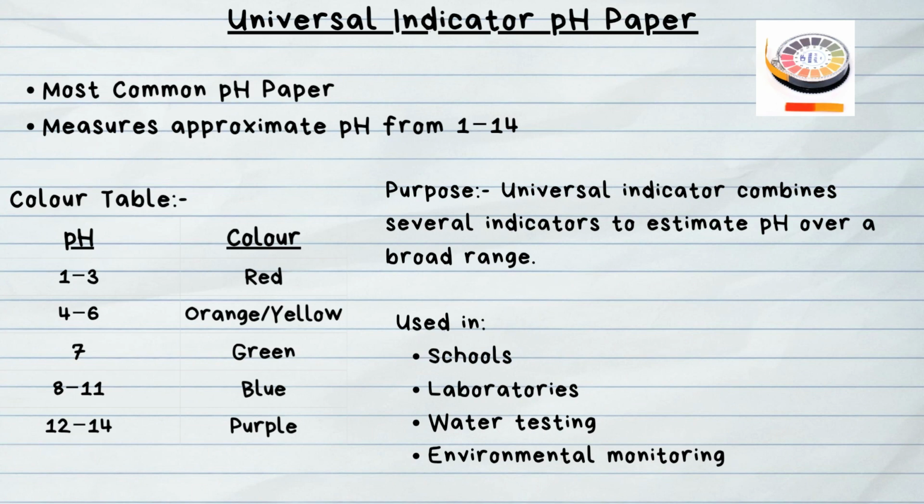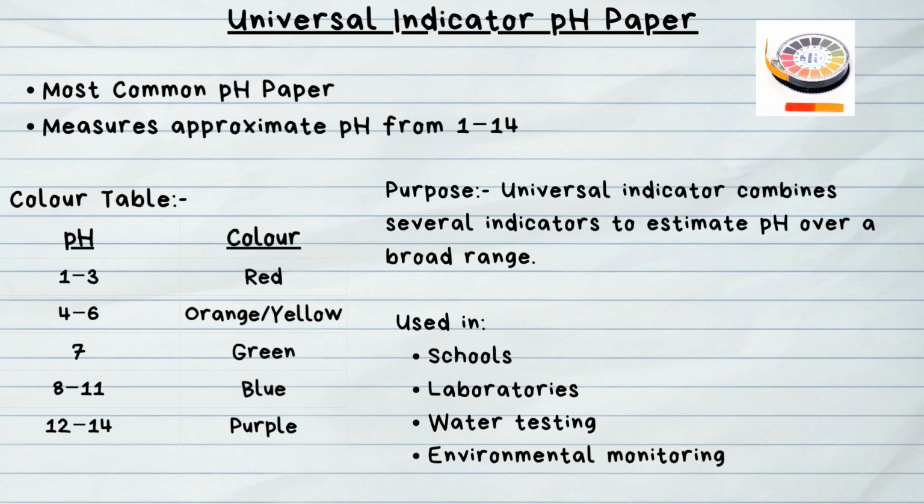If the pH is 1 to 3, we usually see red color. For 4 to 6, it becomes orange or yellow. At pH 7, we get green, which means neutral. For 8 to 11, the color becomes blue. And from 12 to 14, we usually see purple.